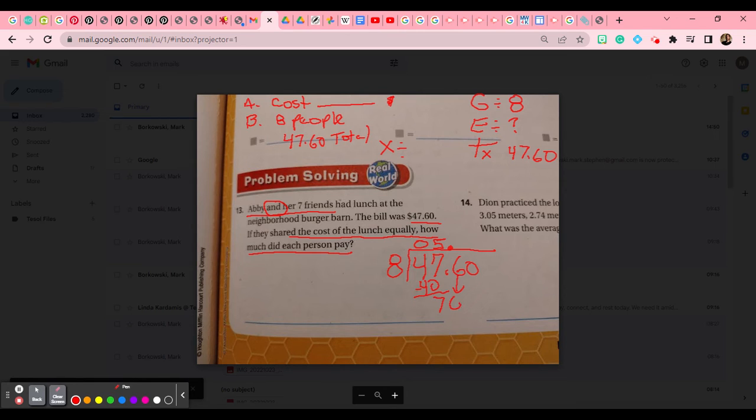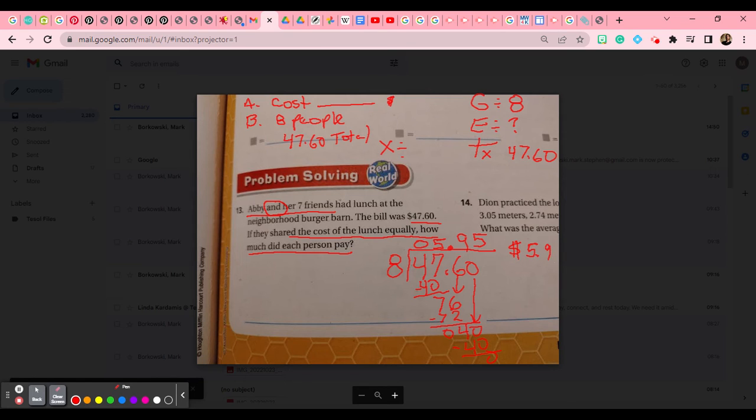How many times can 8 go into 76? Well, I know 8 times 9 is 72, so we're pretty close. So 9 times 8 is 72. Let's subtract that. I'm going to have 4 as my difference. I'm going to bring down my 0, and I have 40. How many times can 8 go into 40? Well, I know my math facts well, and I know it's 5 times. 5 times 8 is 40, and if I subtract that, I will have 0. That means each person paid $5.95.